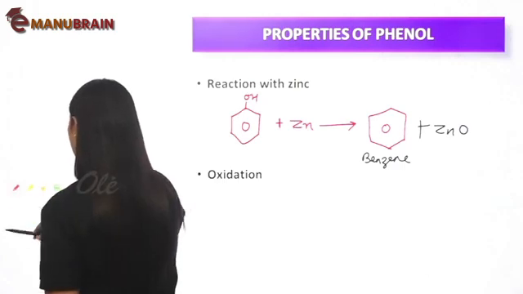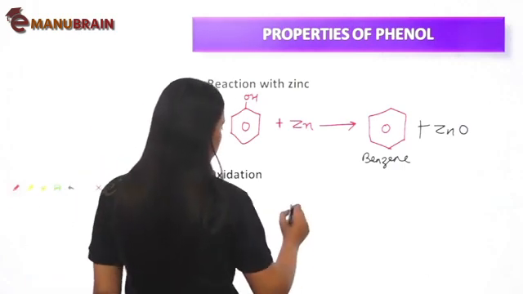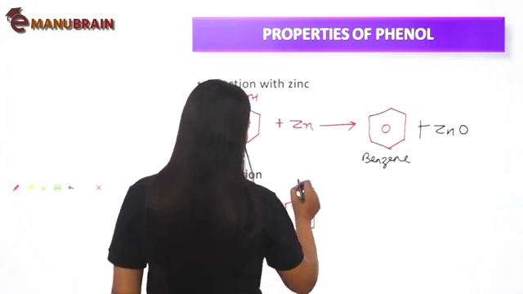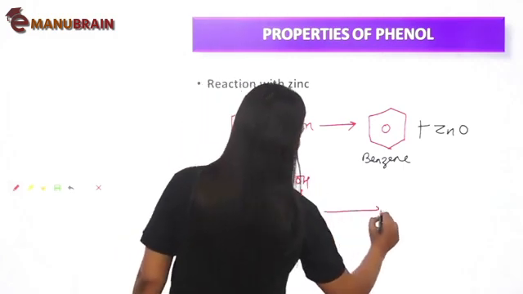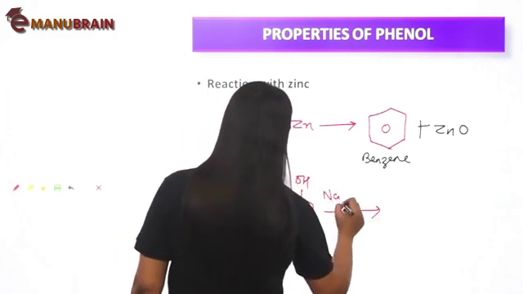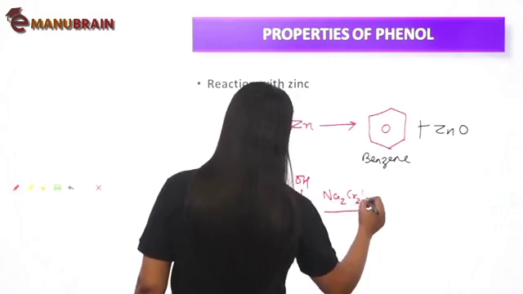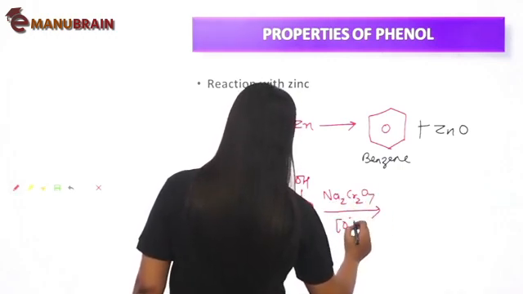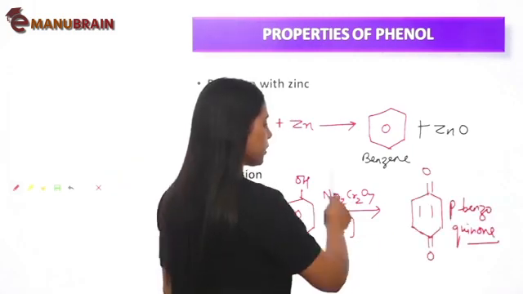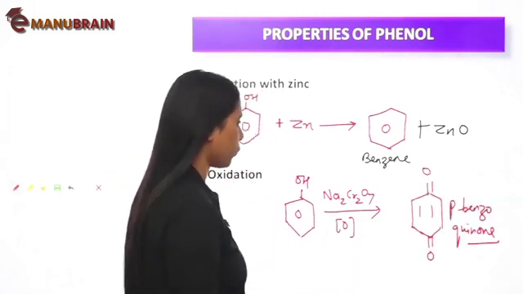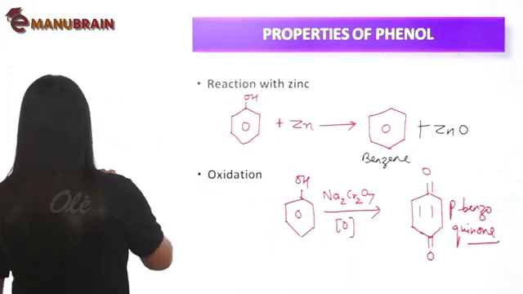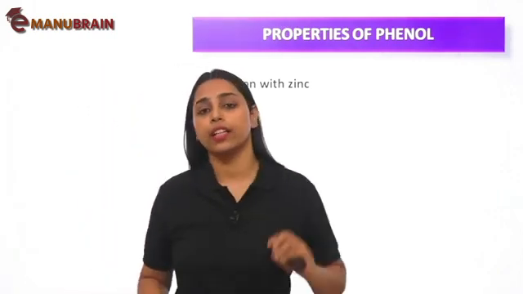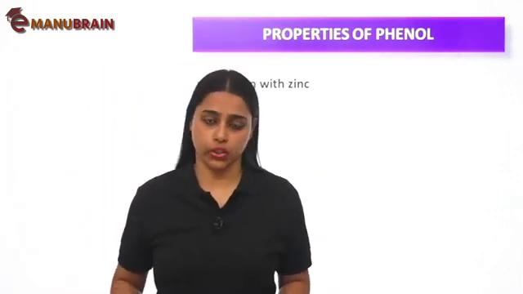Now we'll see the next reaction, oxidation. So when phenol is undergoing oxidation using sodium dichromate, it is causing oxidation actually. So it results in the formation of para-benzoquinone. So after that, all the important points from this phenol are completed. Now we'll practice some important questions from this topic.